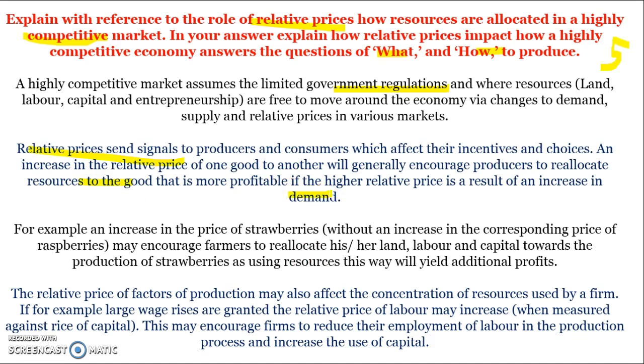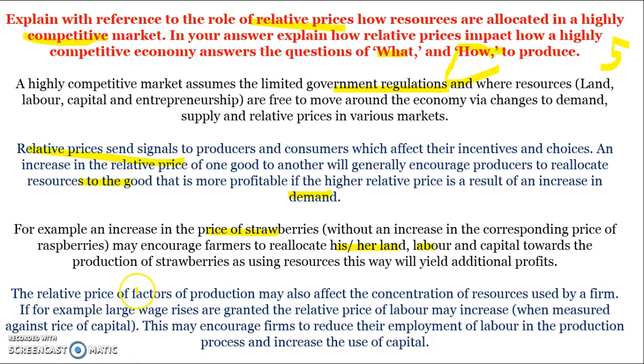For example, and then you use a shorter example here maybe because you're going to talk about how to produce as well, an increase in the price of strawberries without an increase in the price of raspberries may encourage farmers to reallocate his or her land, labour and capital towards production of strawberries, as using resources will use the highest profit. E.g., they might use existing land that was once used for raspberries, or people that were picking raspberries will now pick strawberries, etc. The relative price, and then how does it affect how to produce?